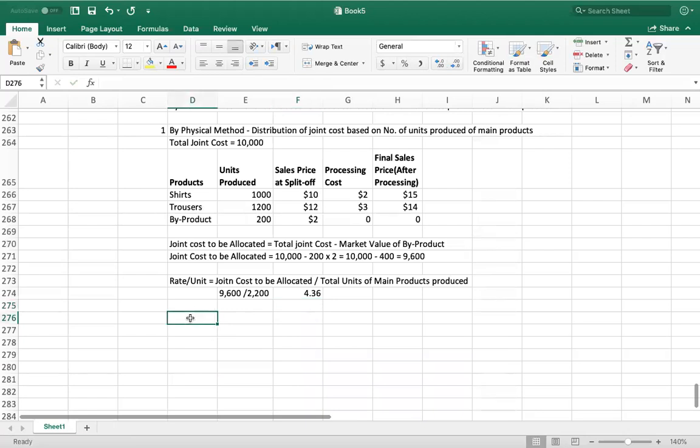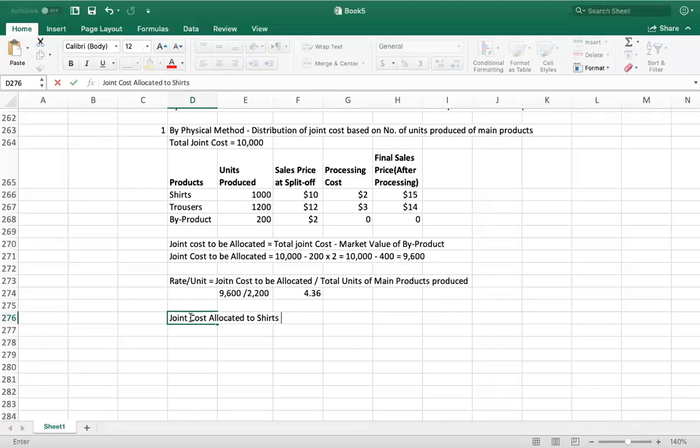Now we will allocate the joint cost to shirts. How will we allocate? Units of shirts times rate. How many units of shirts are we producing? 1,000 shirts times the rate of 4.36. When we multiply, it gives 4,360. So out of 9,600, 4,360 is allocated to shirts.